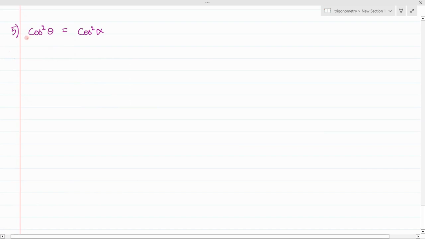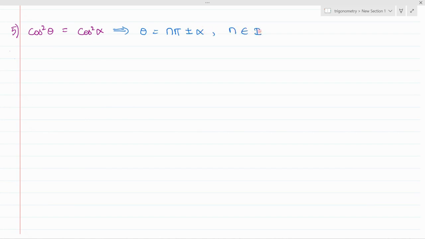The next standard trigonometric equation is cos square theta is equal to cos square alpha. Here the general solution of theta will be again n pi plus or minus alpha, where n belongs to all integers. So let's prove this.